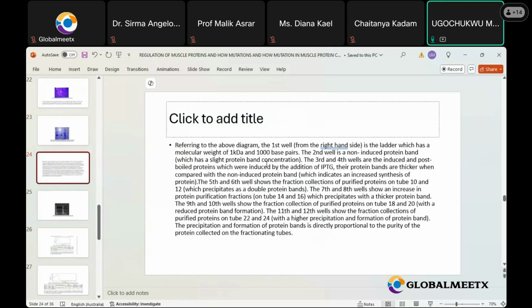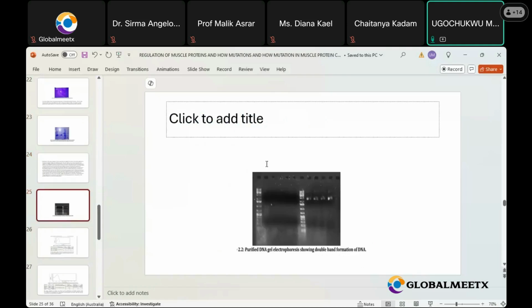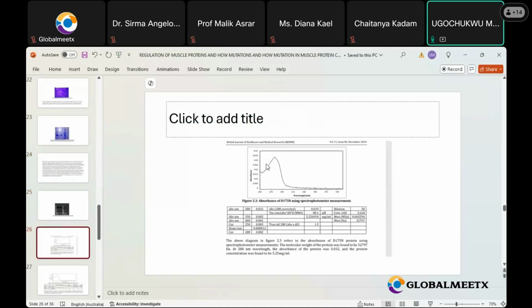The 11th and 12th wells show the fraction collection of purified protein on tubes 22 and 24 with a high precipitation and formation of protein band. The precipitation and formation of protein band is directly proportional to the purity of the protein collected on the fractionating tubes. The next slide shows the purified DNA gel electrophoresis, showing double band formation of DNA.